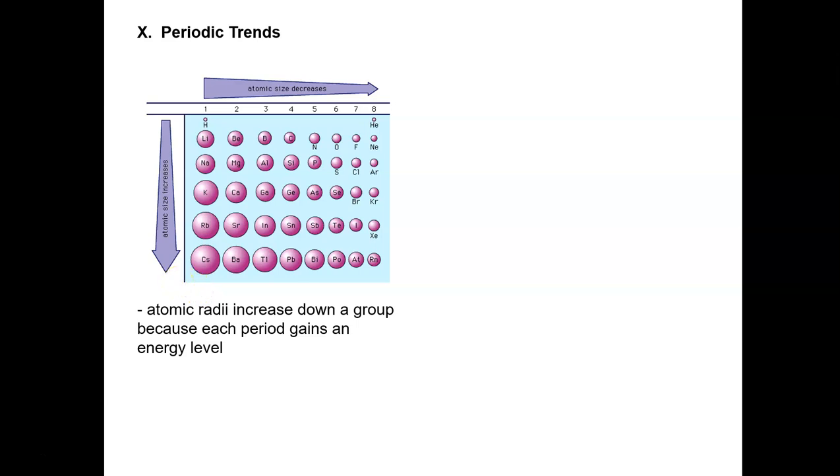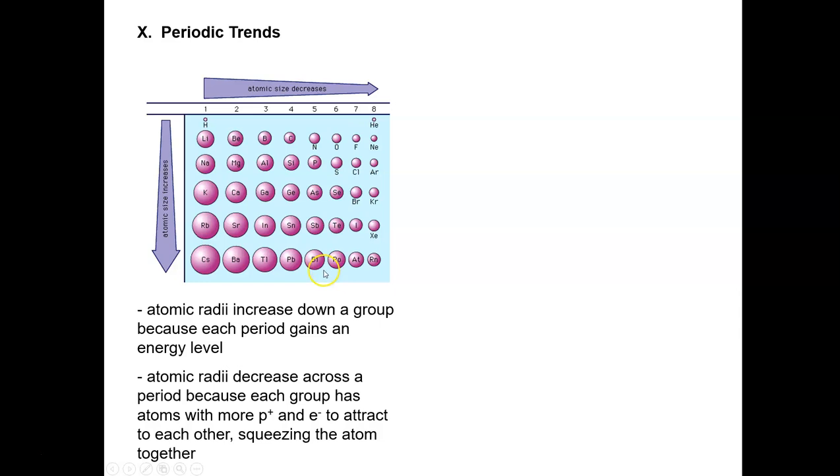That means that francium has 7 energy levels, 7 different shells that it has to fill with electrons. But hydrogen only has 1. So it makes sense that the atoms get bigger as you go down the groups. Now, as we go across, why would the atoms get smaller is not so intuitive, but there still is a really good reason.